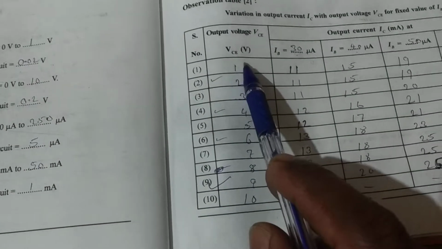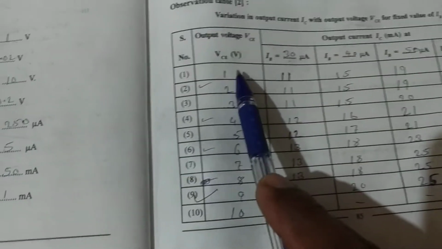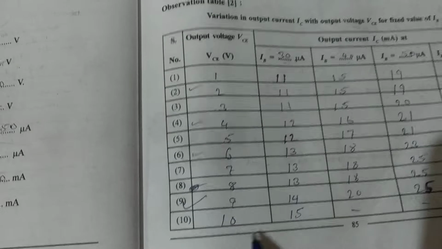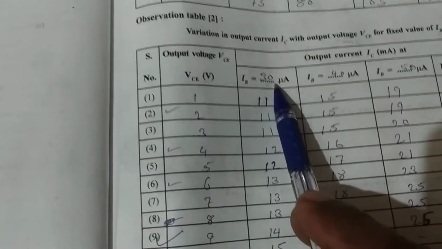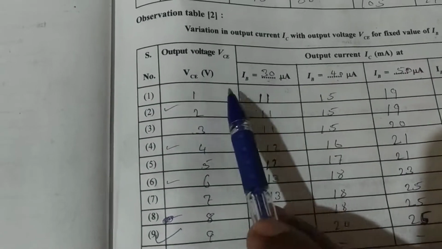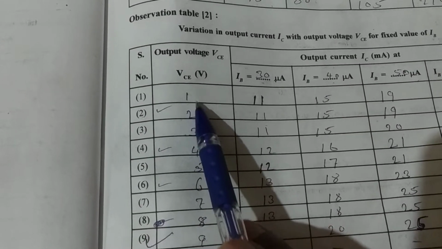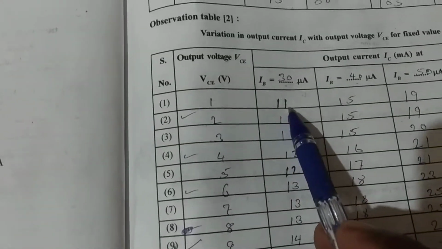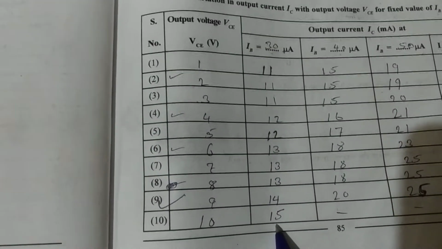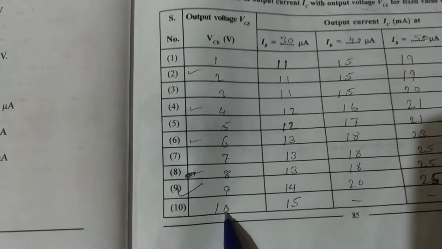So here, various values of VCE, that is collector emitter voltage or output voltage, are 1, 2, 3, 4, 5, 6 till 10. First the IB value we are keeping as 30 microampere, and then for the various values of VCE the IC values are measured and we are writing them here. That is from 11 to 15 for a voltage 1 to 10.